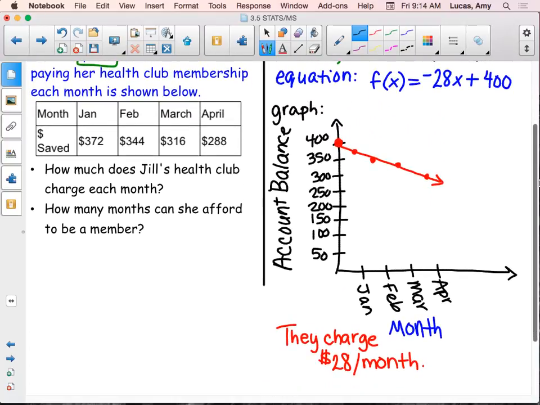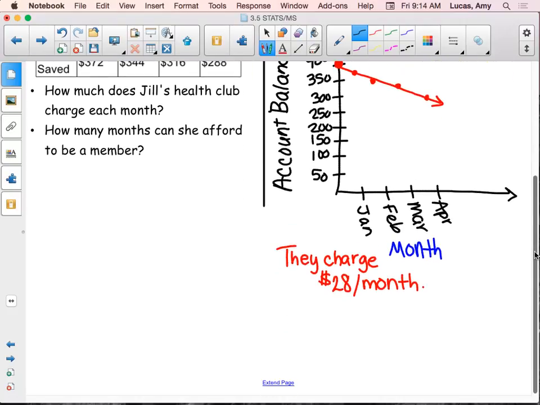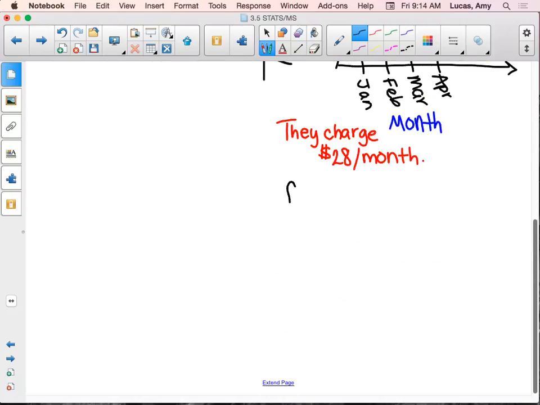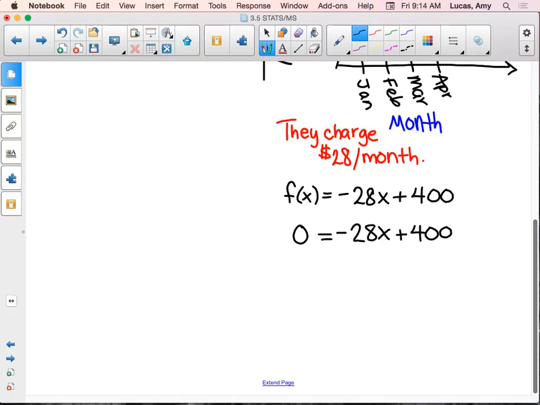So I'm going to use my equation. F of x equals negative 28x plus 400. And I want you to think about the account balance. What would her account balance be? What are we looking for to figure out how many months she can afford to be a member? It's going down 28 each month. To use the equation, we're looking for when her money is gone. So that means 0. So we're trying to figure out how many months it's going to take for her to have no money left.